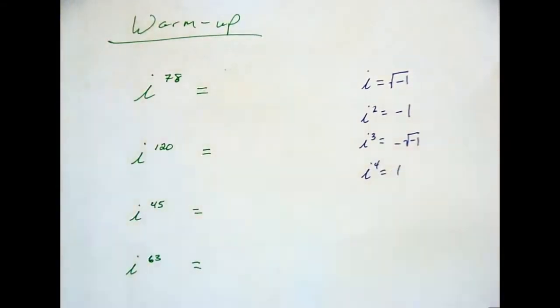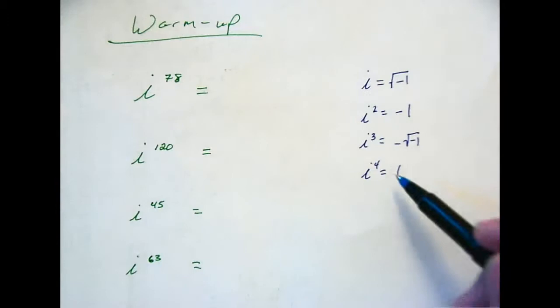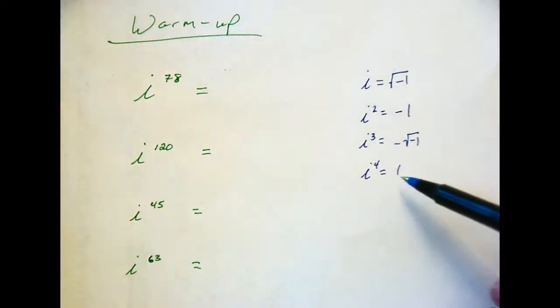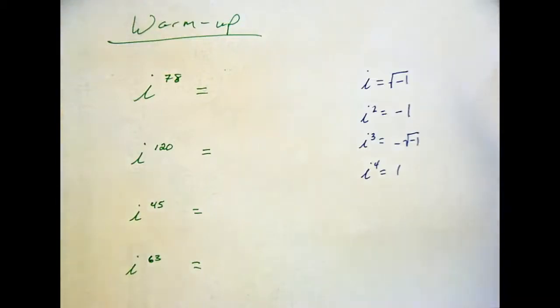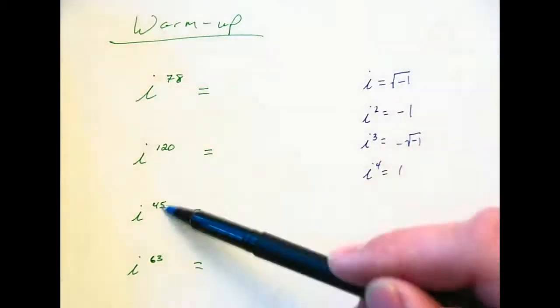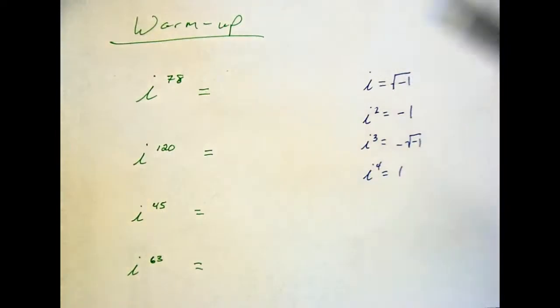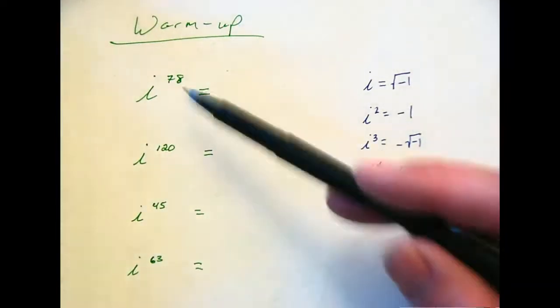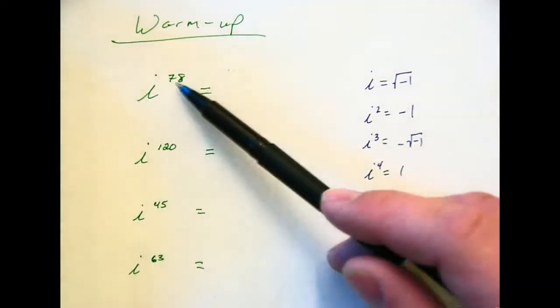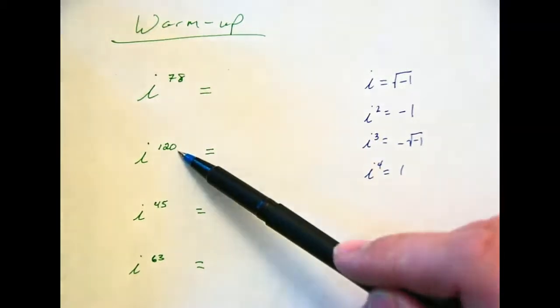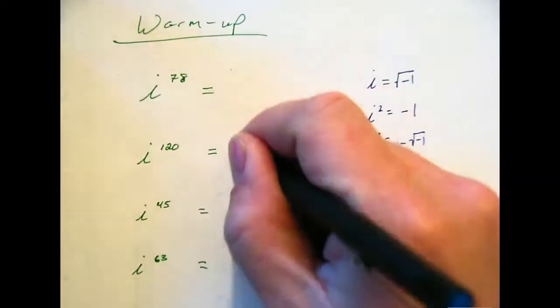And i to the fourth is? 1. Now, we pointed out that anytime you have a fourth power or a multiple of a fourth power yesterday, our solution was 1. So if any of these exponents, any of these powers here, are a multiple of 4, then your answer is going to be 1. Well, is 78 a multiple of 4? No. Is 120? Yes. So that's a 1.